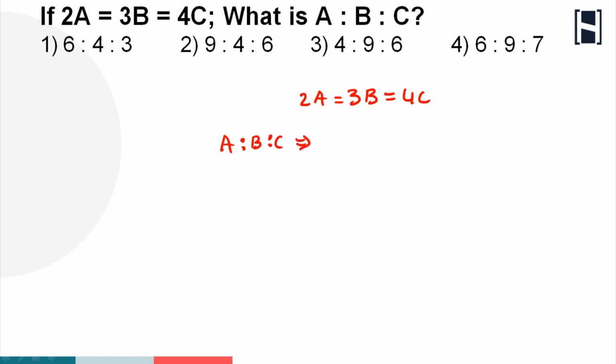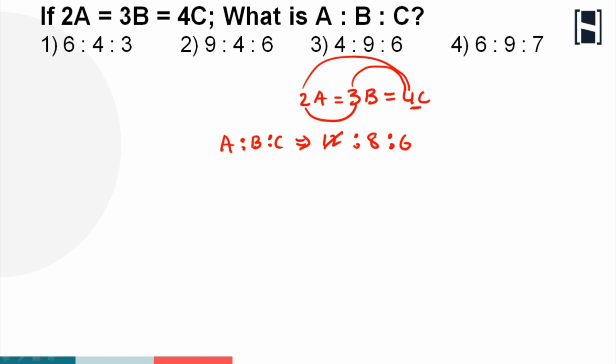Okay, so first close the a value, guys, and the remaining two values are 3 into 4, 12. Then close the b value, and the remaining two numbers are 2 into 4, 8. And find the c value, just close it, and the remaining two numbers are 3 into 2, 6.